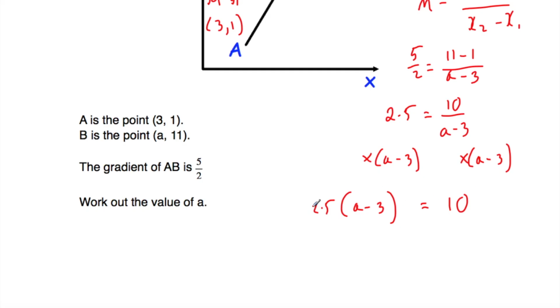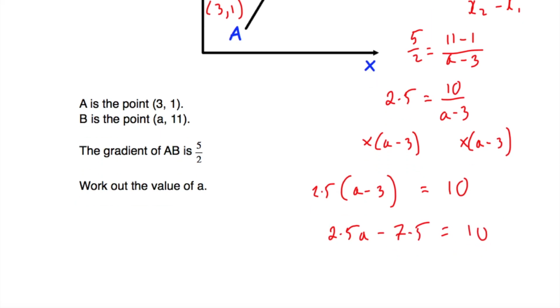We could, if you wanted to at this point, divide both sides by 2.5 and you actually get that a minus 3 is equal to 4, and then you'll be able to solve that and get a is equal to 7. Or you can multiply the brackets. 2.5 times a would be 2.5a, and then minus, and 2.5 times 3 would be 7.5, and that's equal to 10. Okay, we're nearly there.